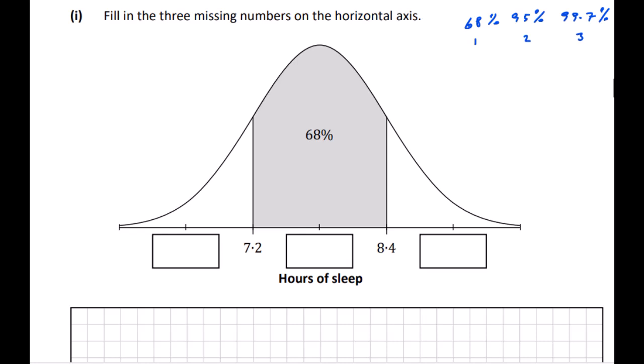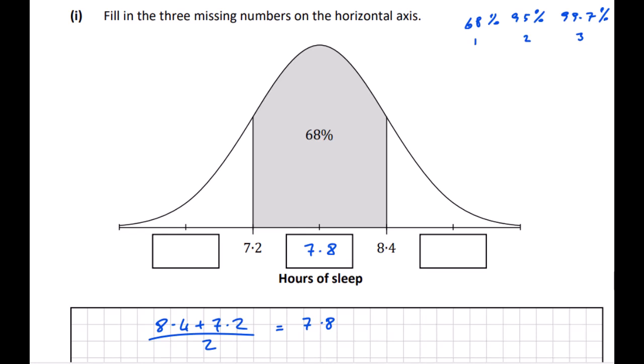So how do you do that? The mean is going to be (8.4 + 7.2) divided by 2, and that will give you 7.8. So this number here must be 7.8. It's just halfway between these 2 numbers. So that's 1 standard deviation above, 1 standard deviation below, and the mean in the middle.